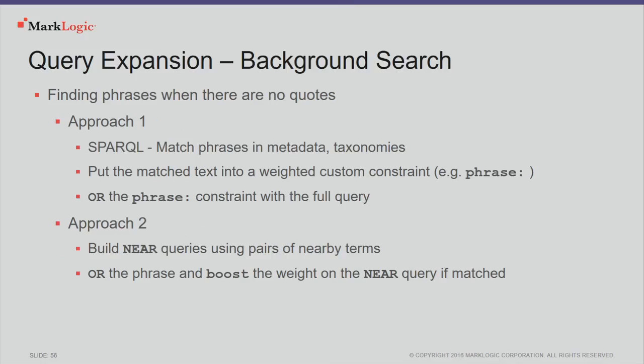So, background search. There are several approaches to finding phrases, but these are just two. One is to take advantage of SPARQL and do matching against the vocabulary. Like I mentioned with that taxonomy before, you can use SPARQL against that taxonomy and say, what the user just typed matches that, so you know that it's a phrase. Once you know it's a phrase, you can boost its importance and make documents that have that phrase matching rank higher than documents that have just the individual words matching.